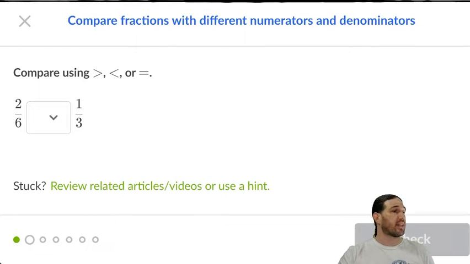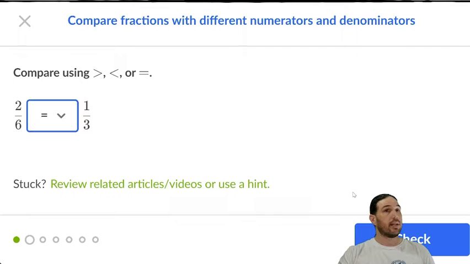Two-sixths is in fact the same as 1/3. I'll give you a sec to figure out why on your own using whatever method you want.